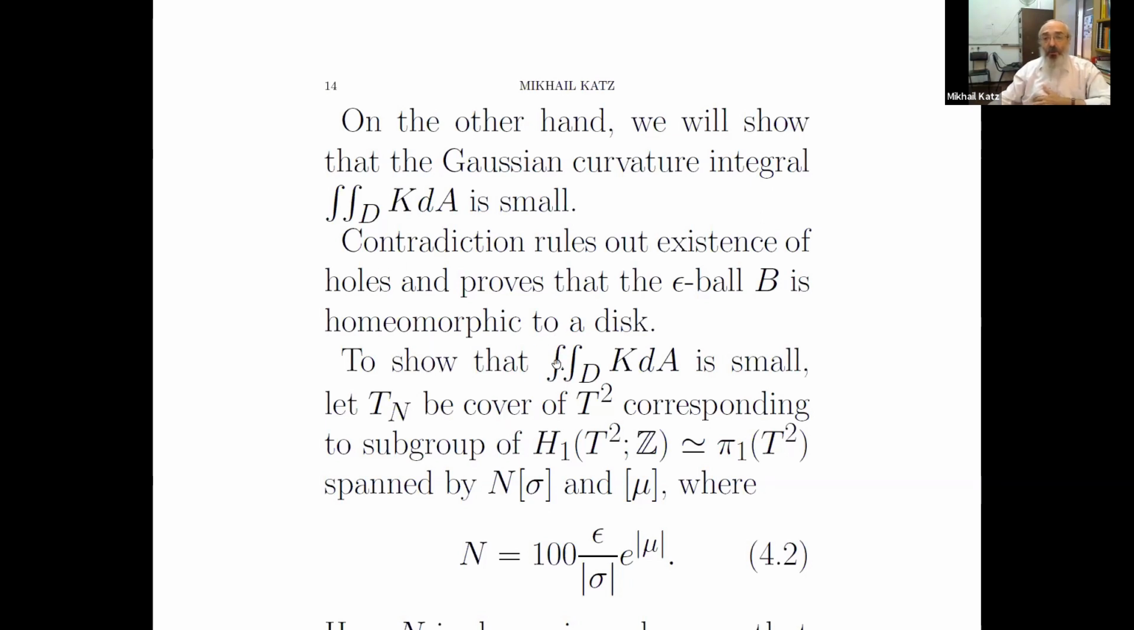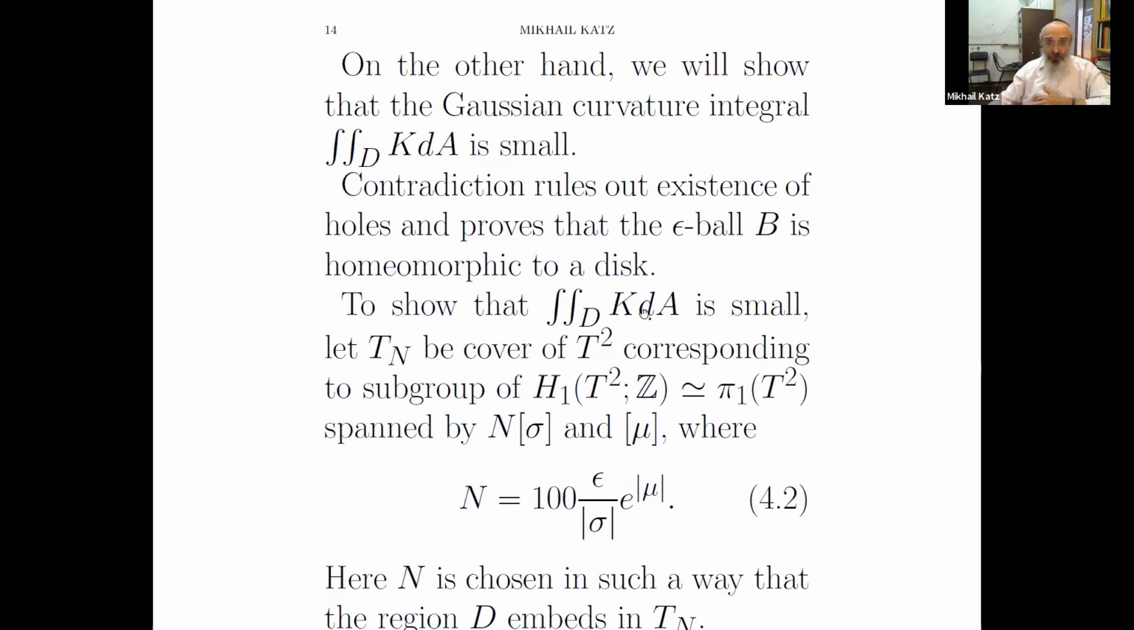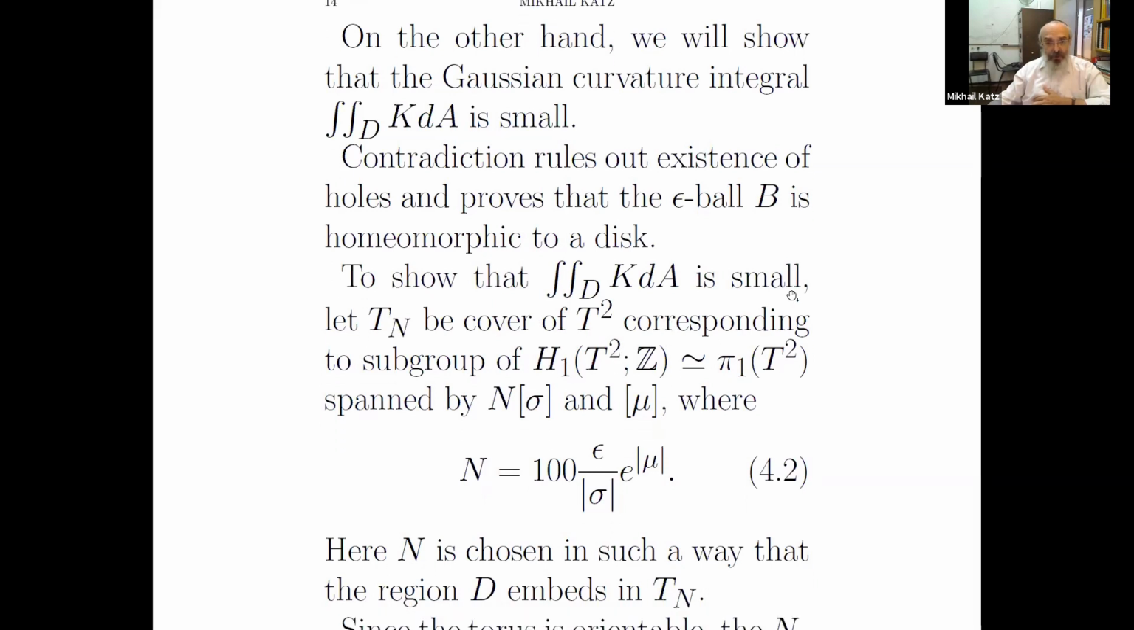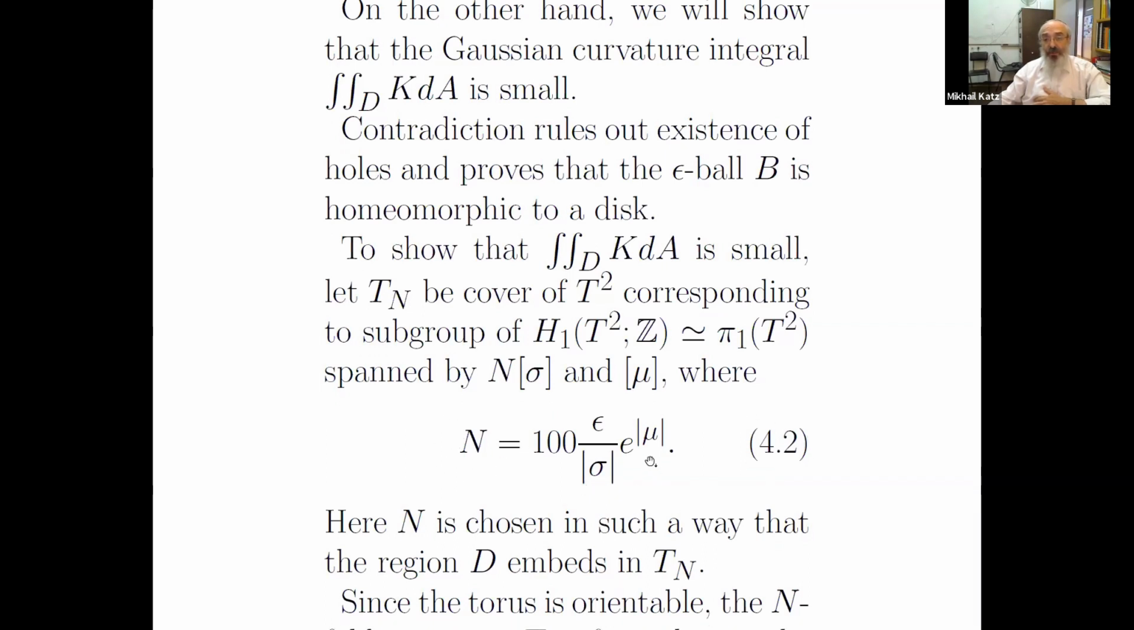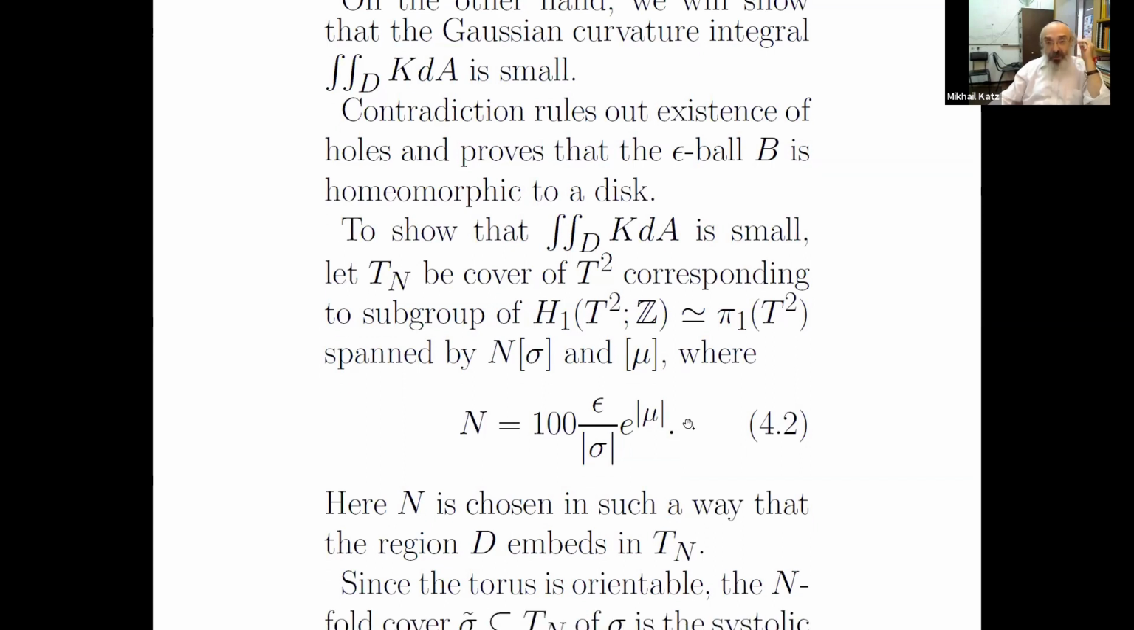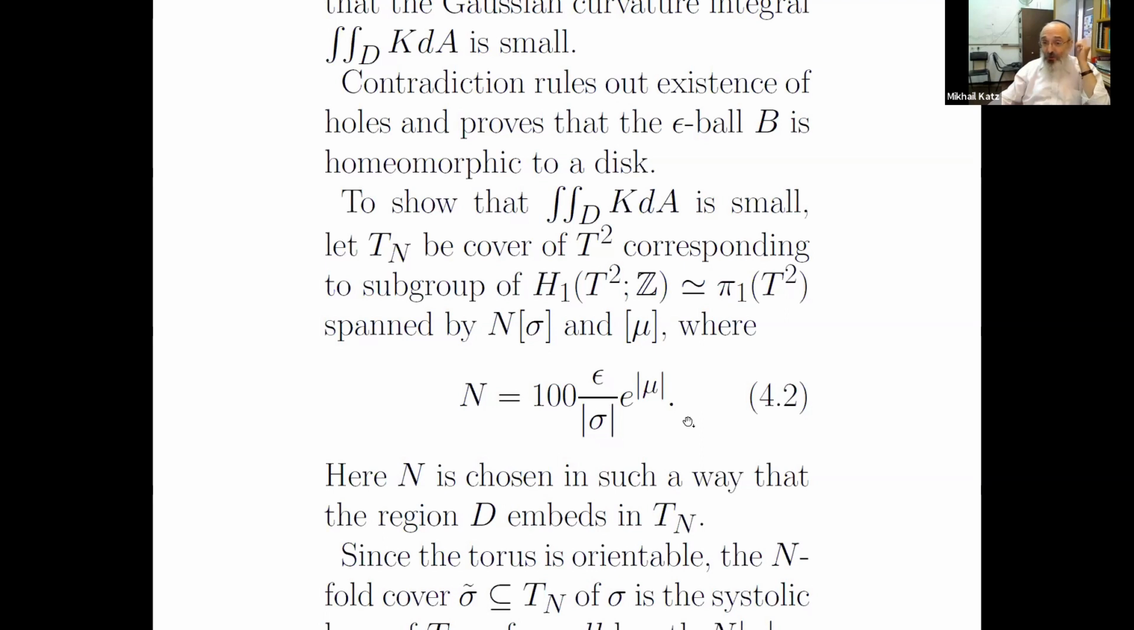Okay, so how are we going to show that the curvature integral is small? What we're going to do is pass to a cover of the torus. T sub n is the cover of the torus corresponding to the subgroup of the fundamental group spanned by n sigma and mu, where n is sufficiently big. So this is how big you have to choose n. You divide epsilon by sigma. Remember, epsilon is small, where sigma is tiny. So this epsilon over sigma is going to be huge, gigantic. And we multiply it by something that's only appreciable. It's not gigantic. And notice that I carefully avoid using words like infinitesimal and infinite because they tend to scare people. But okay, now I betrayed my allegiance to the cause.